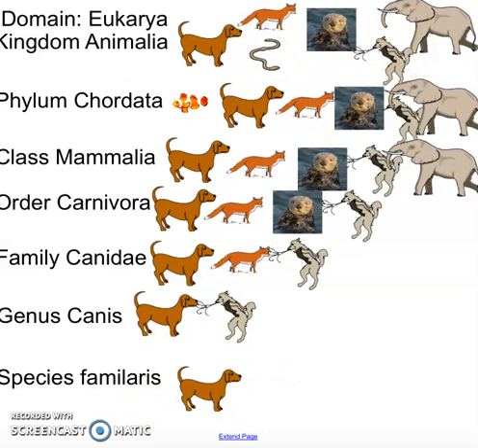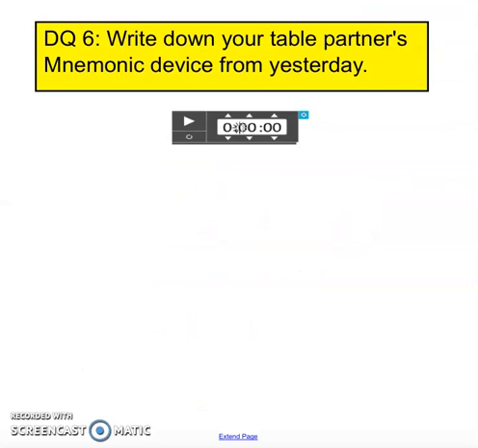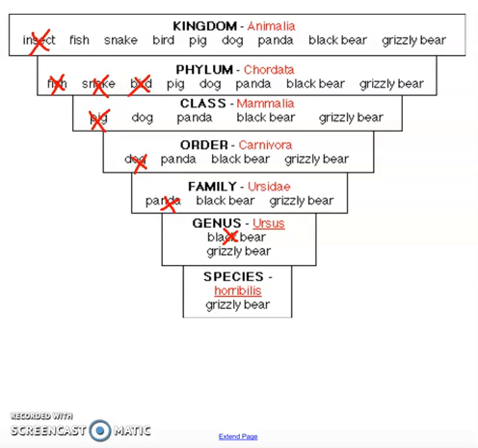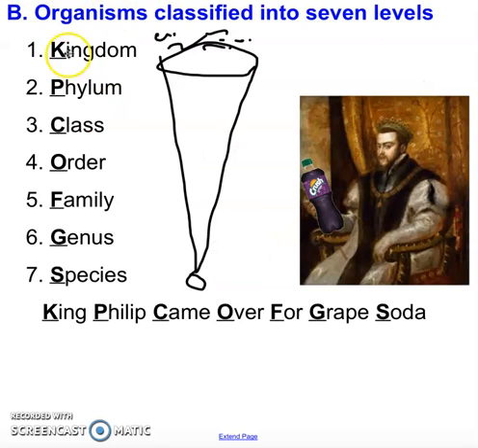So you do have an assignment, and that assignment is you need to come up with your own mnemonic device. Okay. KPCOFGS, you need to create a sentence, kind of like my King Philip came over for grape soda, a sentence that makes sense and that you can draw. That is your assignment for today.